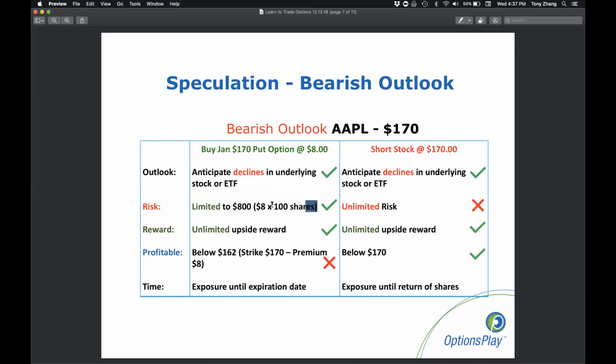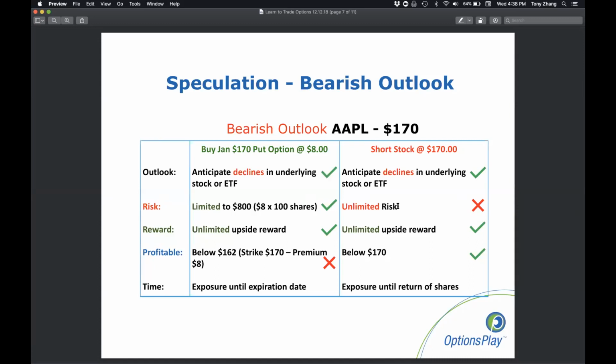Your risk here is limited to the amount of money you pay for that put. So no matter what happens, the most you can risk here is $800, which obviously looks much better than risking unlimited amounts of money. You maintain the same upside reward, so unlimited upside reward. As long as the stock goes all the way down to zero, you can make dollar for dollar some money on that trade as long as the stock continues to move lower.